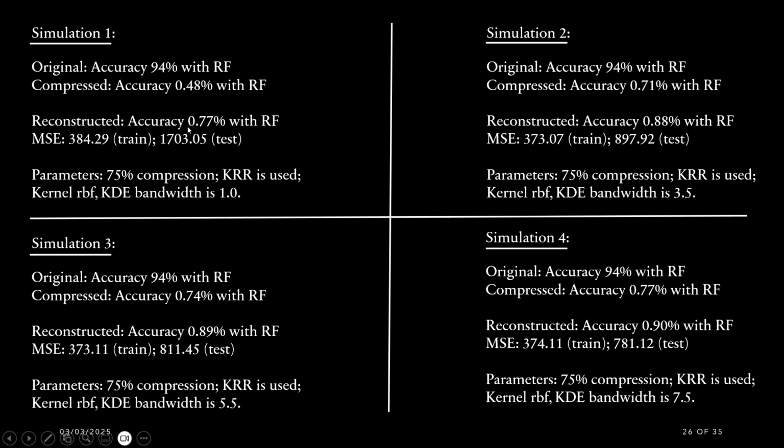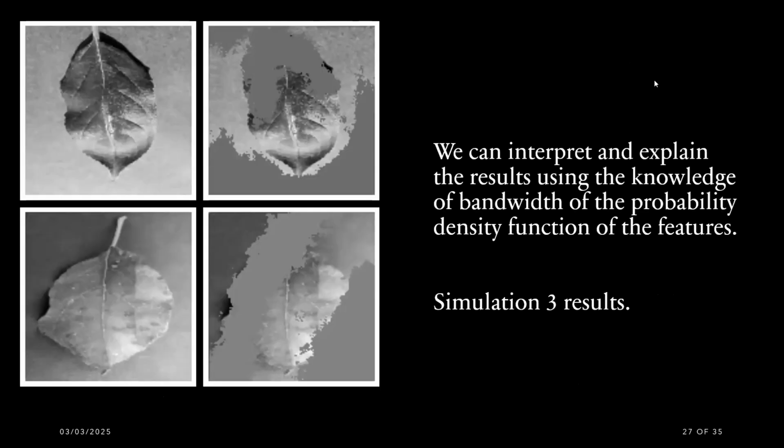But the reconstructed one, as you can see, 77%, and then 88%, 89%, and then 90%. You can compare the MSE also getting closer and closer. So this is with the KRR, with and without the KDE. That means compressed sensing is working. Without KDE, it's not that good, but with KDE, it's doing good.